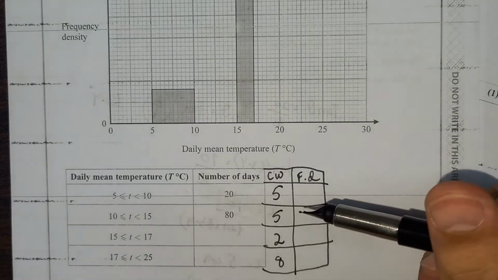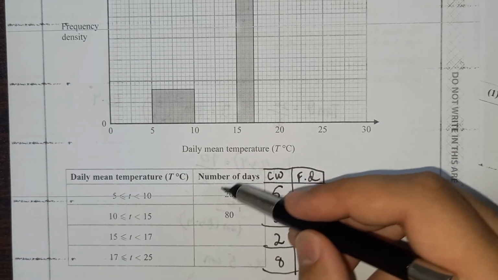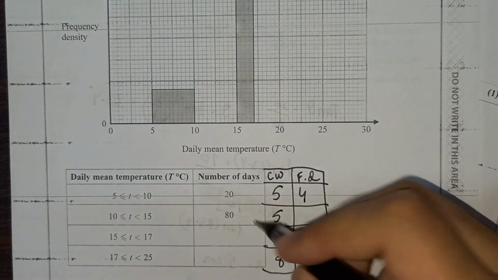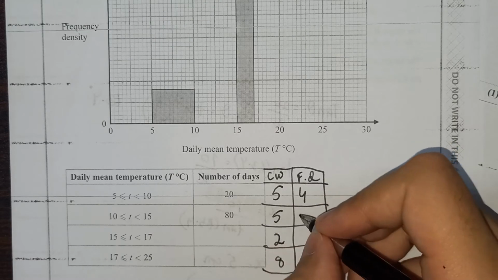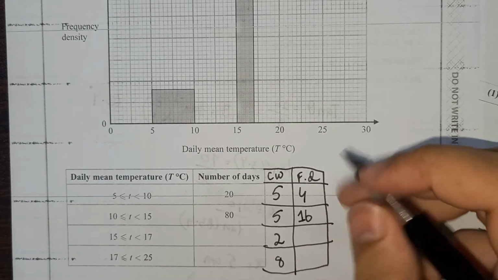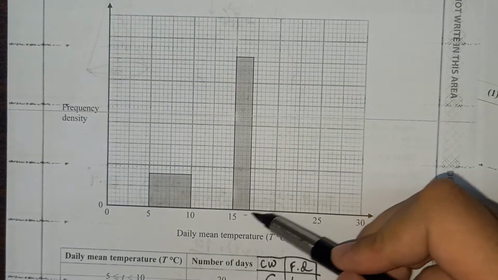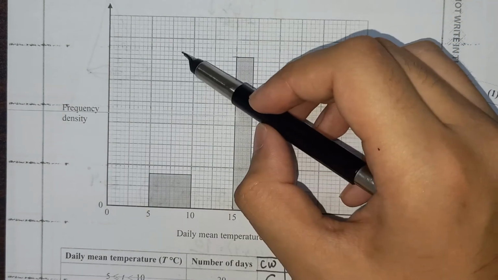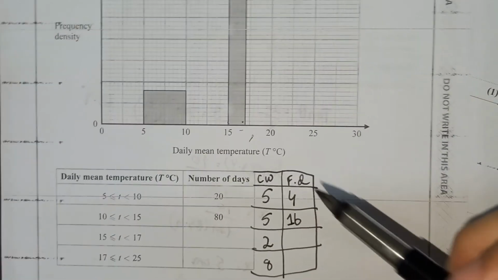So now to find the frequency density, all you need to do is divide the y-axis value, or over here the number of days, by the class width, and over here we get 4. 80 divided by 5, we get 16, I guess. Yeah. And from 15 to 17, we have a graph over here. From 15 to 17, the frequency density is shown over here, and 17 to 25, we will be figuring it out.